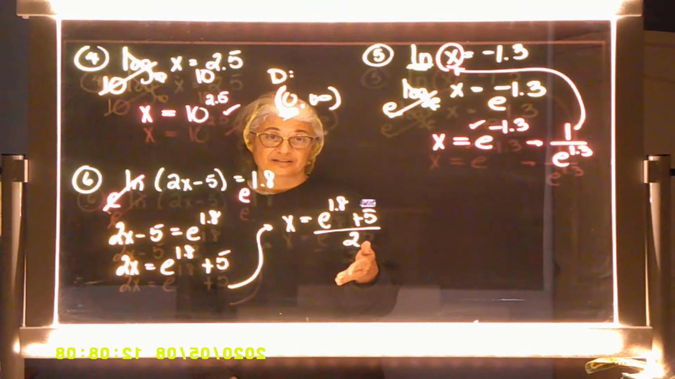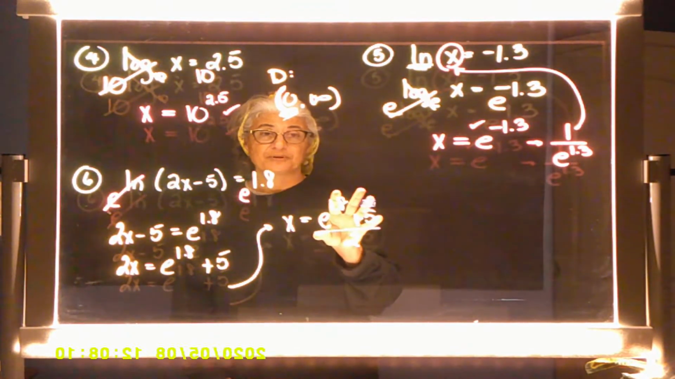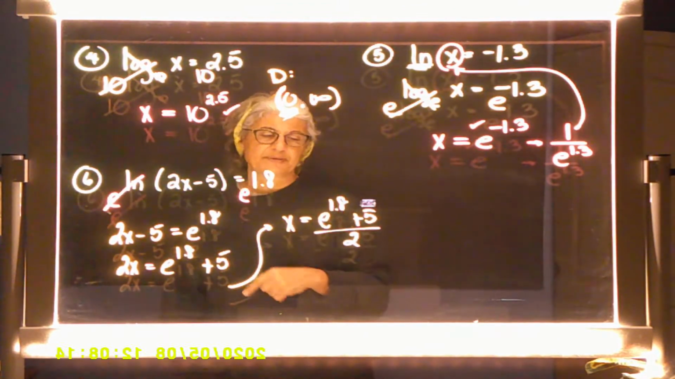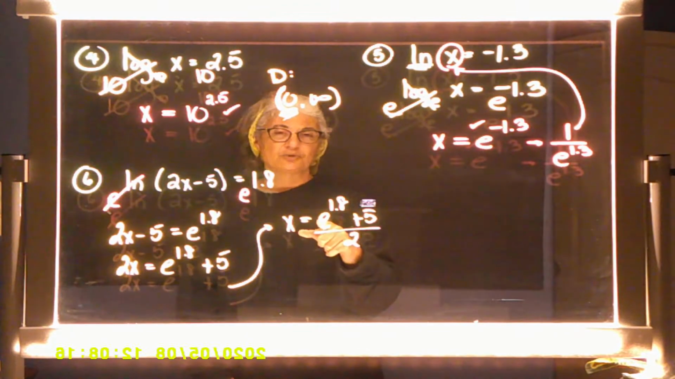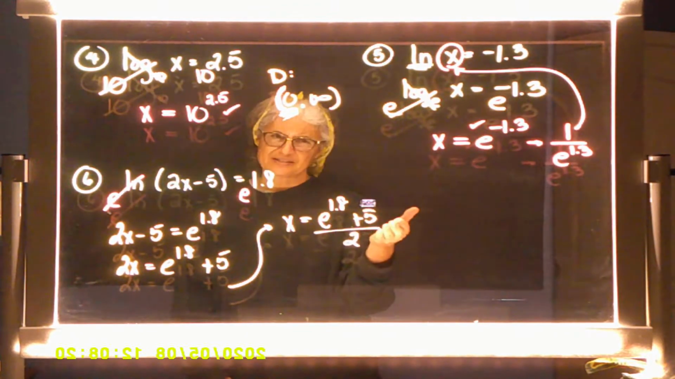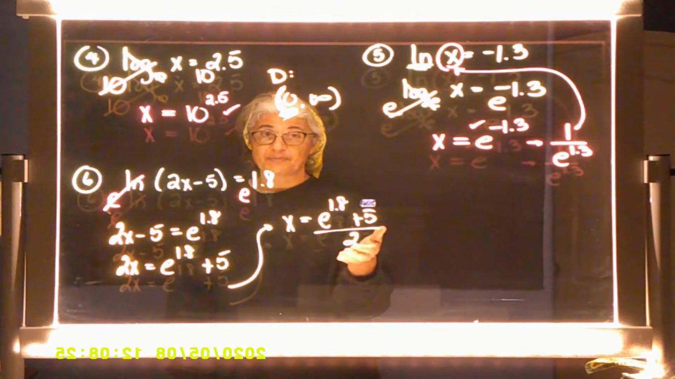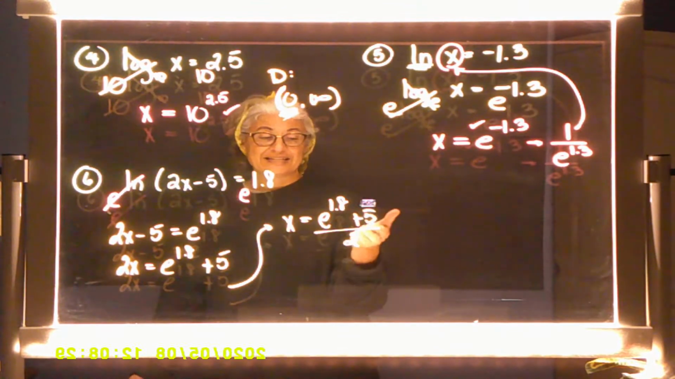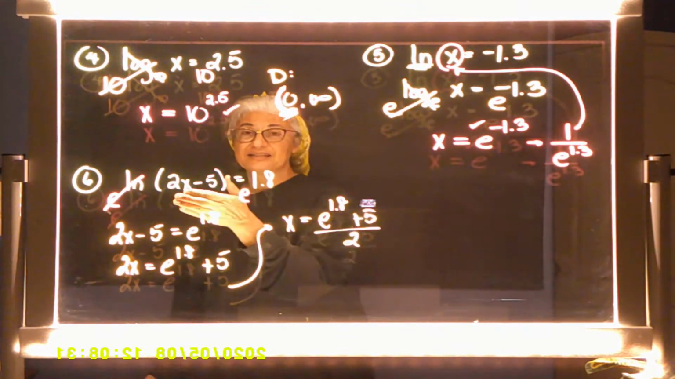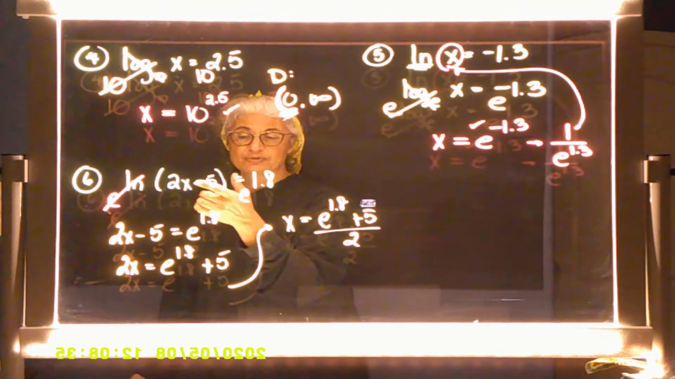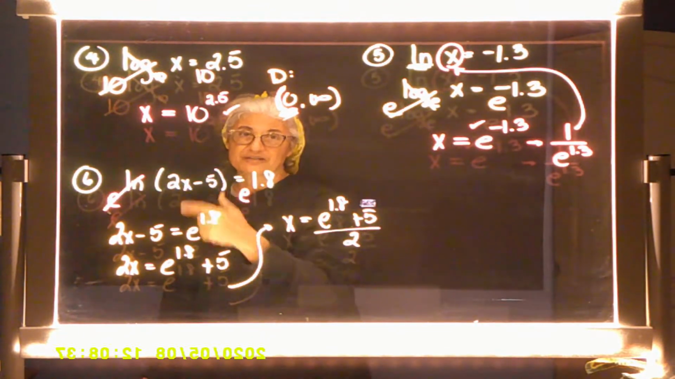Now I have to check it. I have to make certain that this number, when I plug it in here, will be positive. So let's think about this. E to the 1.8, will it be a positive answer? Yes. Plus 5, will it be a positive answer? Yes. Divided by 2, is it still positive? Yes. And I need to make certain when I plug this in that I'm going to get a number here, subtracting 5 is still going to be positive.